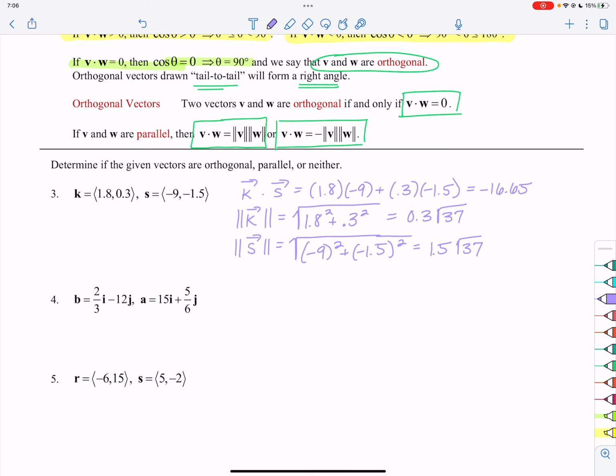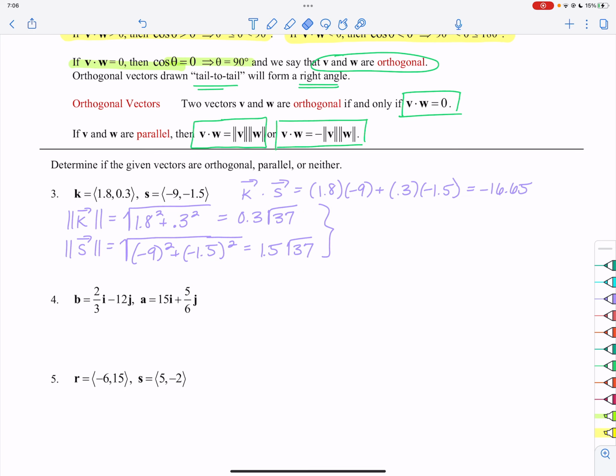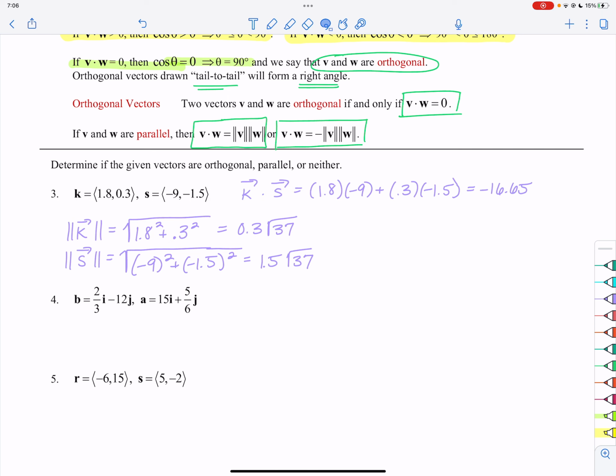Now we have enough information to see how these values help us to find the product of these. So let's move these over here, and then we will compare the product of these magnitudes to this dot product of the vectors. So here we will say that the product of these are equal to 0.3 root 37 times 1.5 root 37.